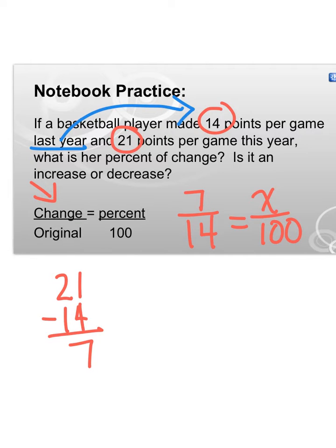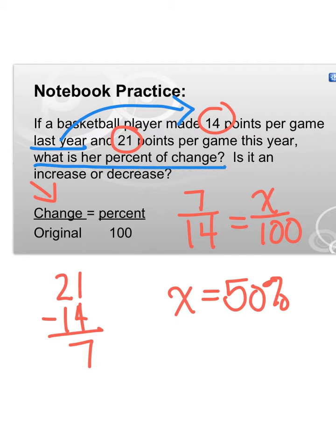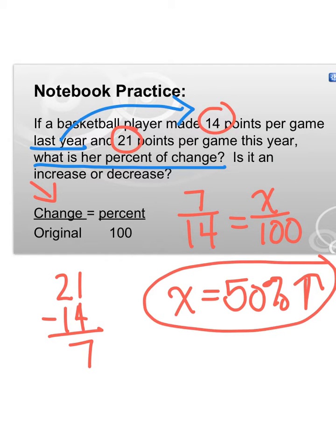Go ahead and pause me and solve this, and then come back and let's check your answer. All right, so you should have taken 7 times 100, whatever that answer was, divided by 14. And I think you ended up with 50%, which answers this question, what is her percent of change, but not the second one. So then we just have to go back and we have to think carefully. Well, if there were 14 points per game last year and 21 points per game this year, that is an increase from 14 to 21. So we have a 50% increase.